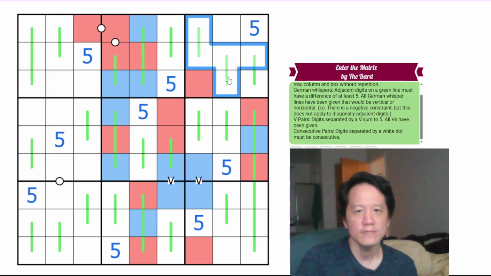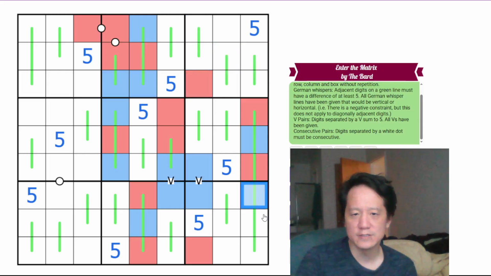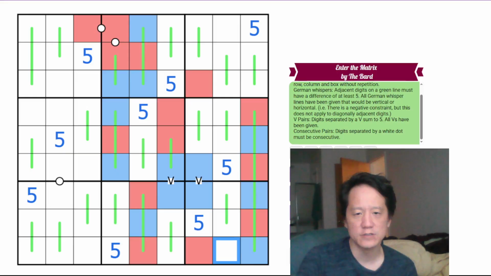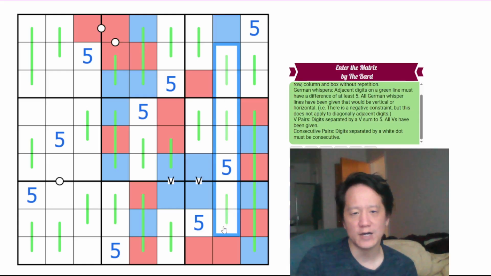Anyways, this is low, this is high, this is low. So we have 4 lows, sorry, already accounted for in box 9, so this is high. Which makes this a low, because we already have 3 other highs in column 8.